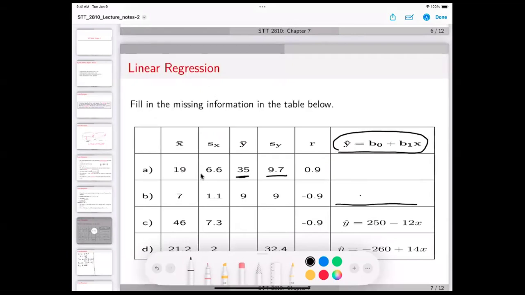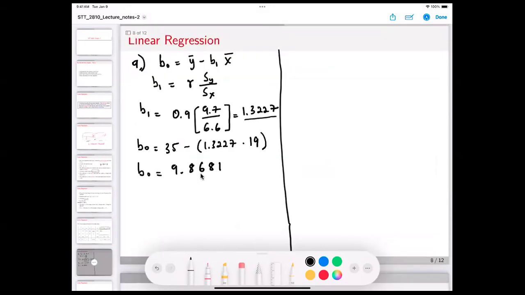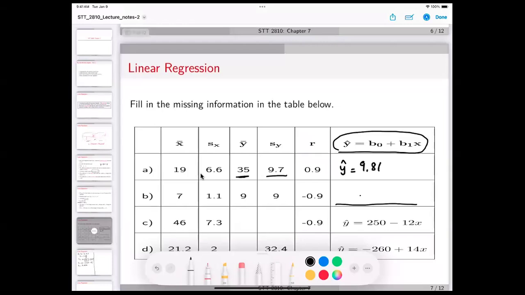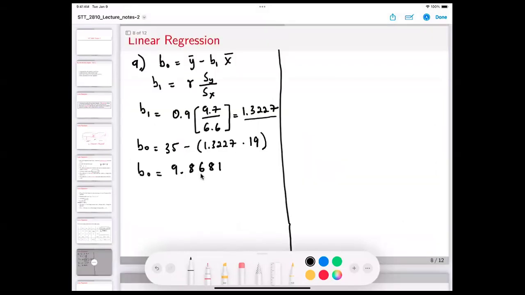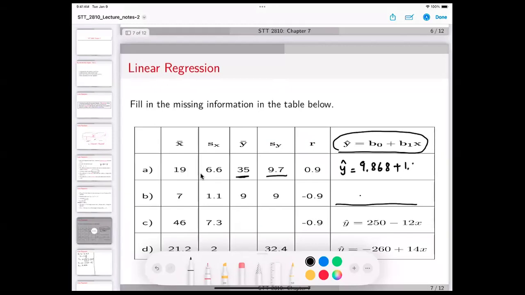So it means that we are going to have y hat equals our beta naught, which is 9.868, plus our beta 1, 1.3227x. Does that make sense? Then now you can use that same idea to do B. Is that okay? I'll skip B, and so you should try B by yourself, but I would go and do C.